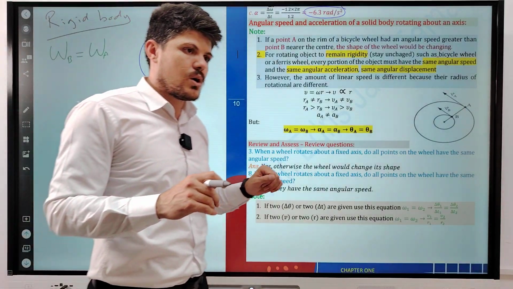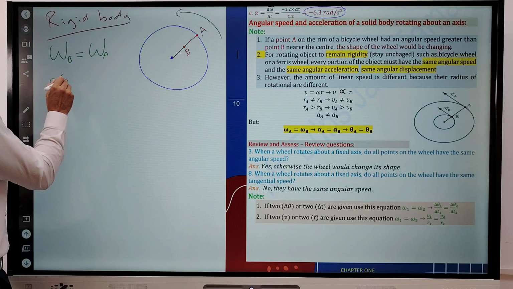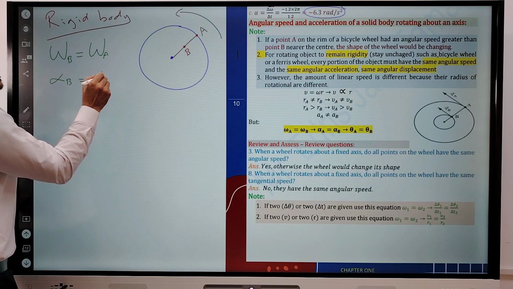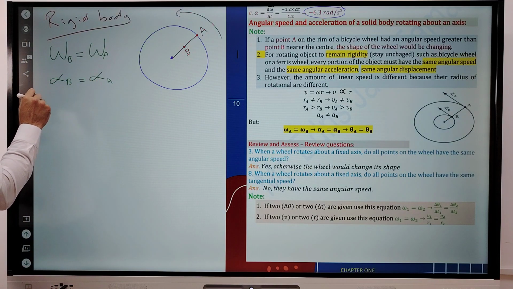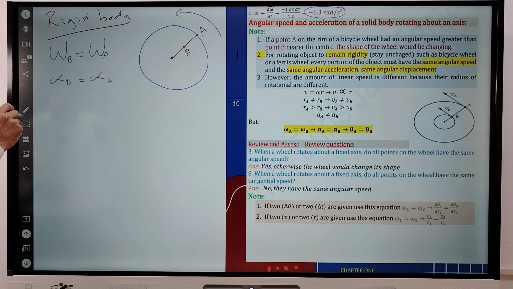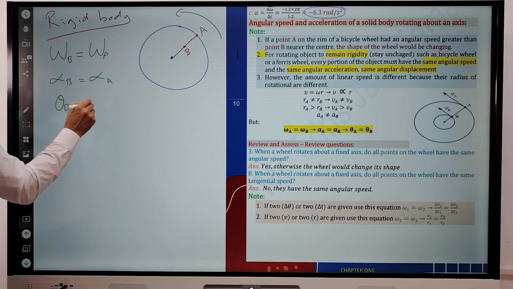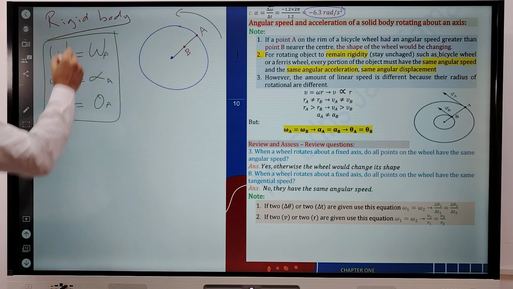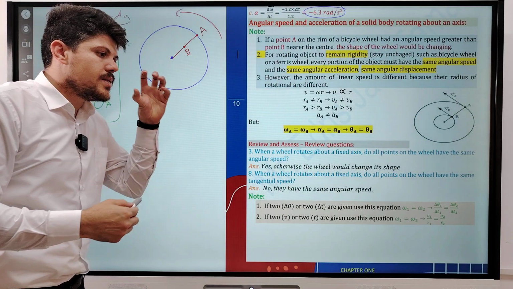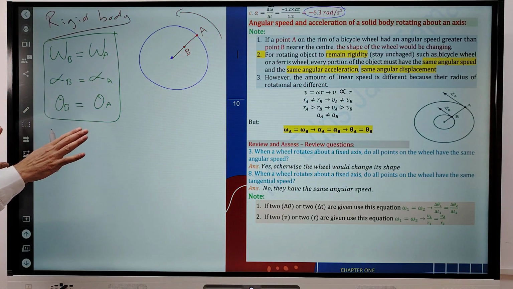There is no difference of the angular speed. And also, they have the same angular acceleration. Their angular acceleration is the same if it has. And also, the angular displacement is the same. Okay? Theta B is equal to theta A. So, which means that for a rigid body, during the rotation, the quantities of the rotational motion don't change.